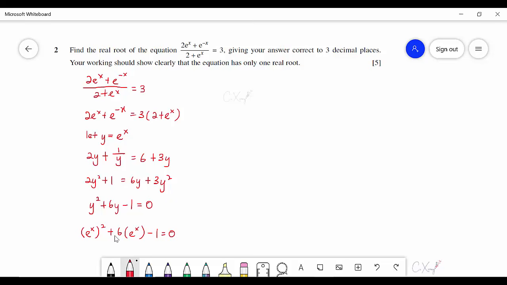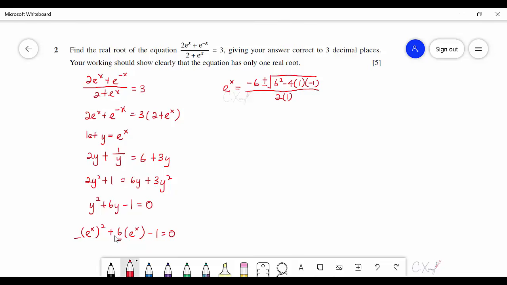So what you can do is apply the quadratic formula. To get the e power x, you need to put in the formula, right? So negative b, and negative b is negative 6. Okay, so b is the coefficient in front of the y or in front of the e power x. So negative b plus minus square root of b square minus 4, a is 1, c is negative 1, then divided by 2a.